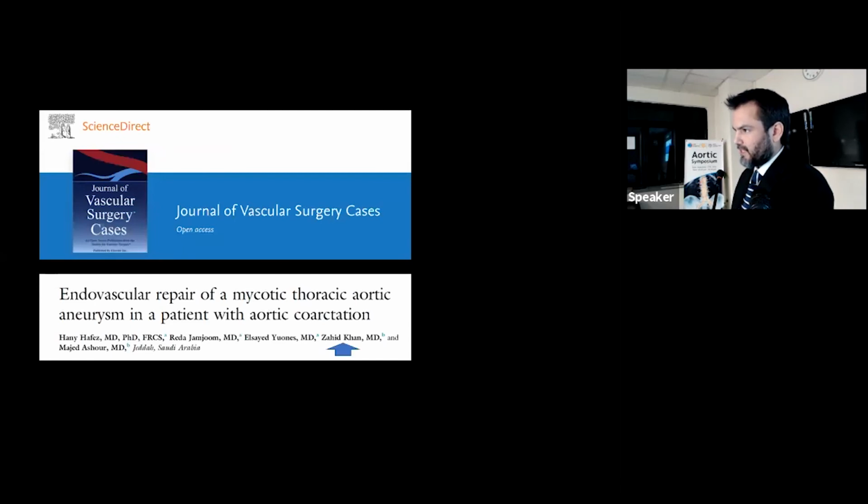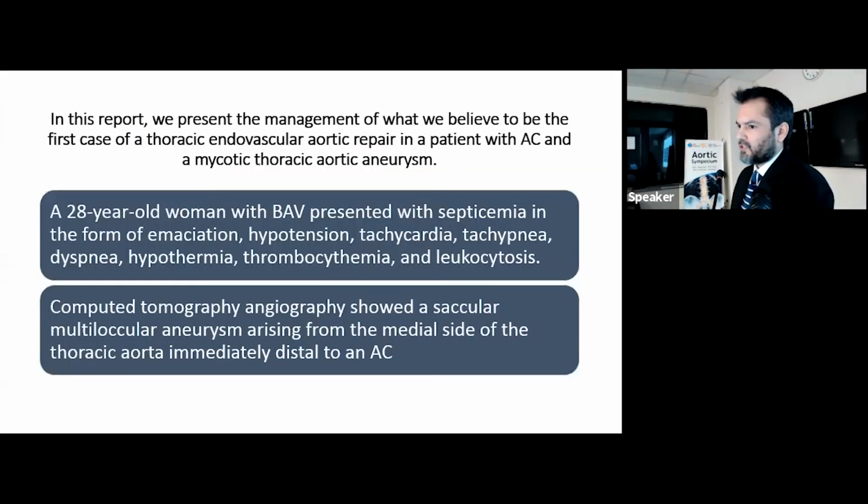Another very interesting case, which to my knowledge is the only one published on the planet. I say that because he has a coarctation, which is one problem. He has a mycotic thoracic aneurysm, which is the second problem. And thirdly, to cover this, we're going to have to cover the left vertebral, which I said is something we don't do. And this patient actually has an incomplete circle of Willis. So if we cover it, she will definitely stroke.